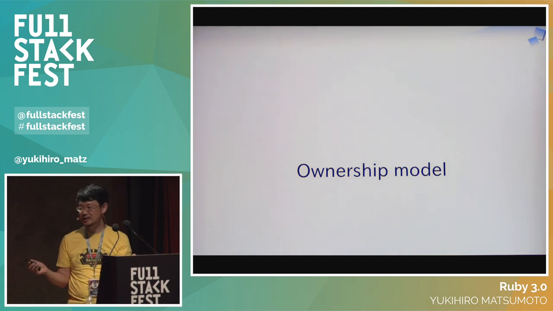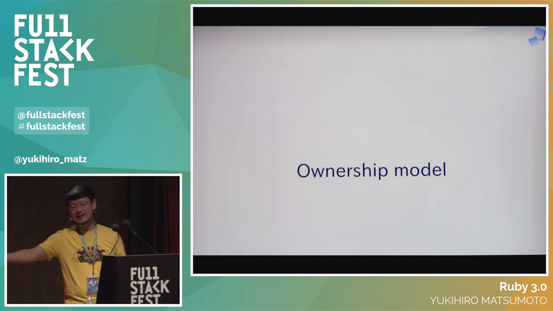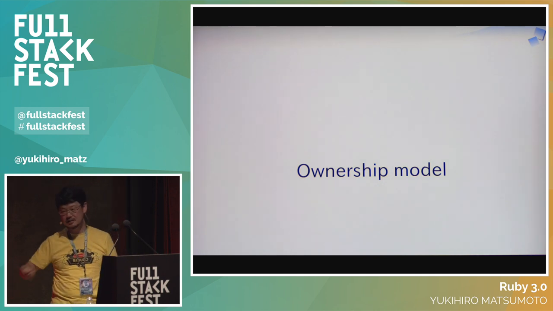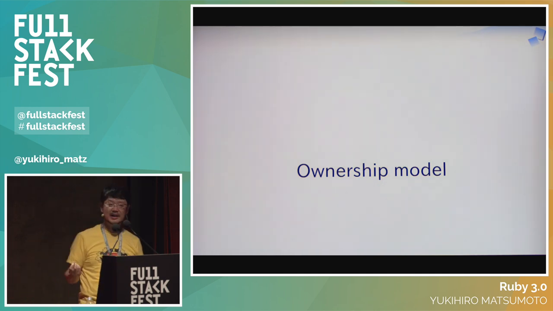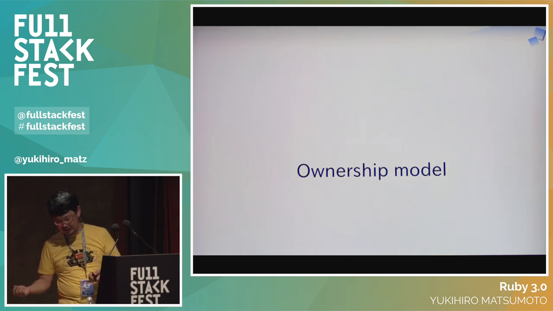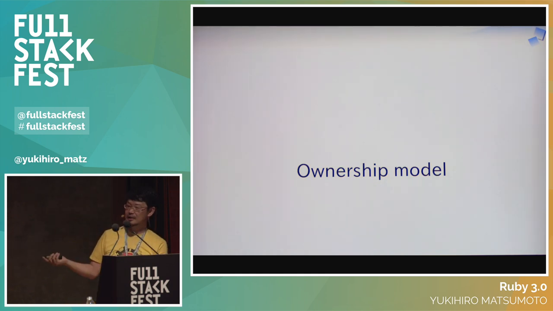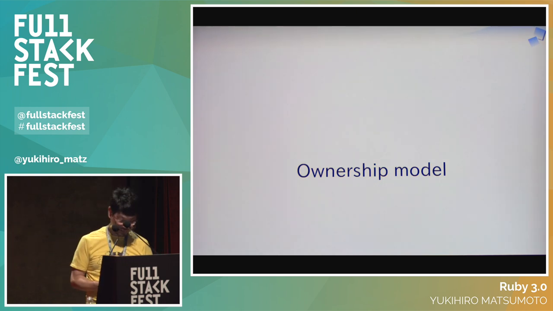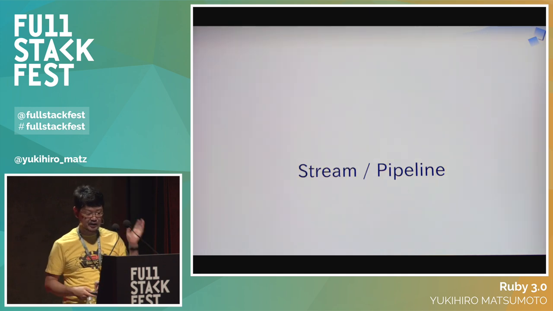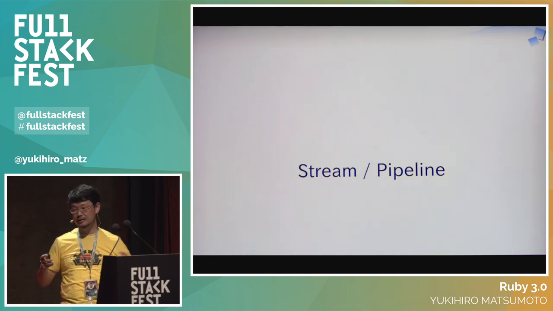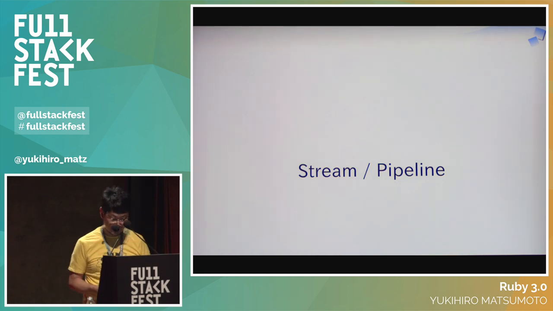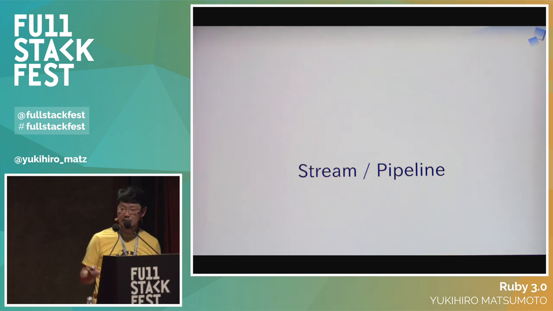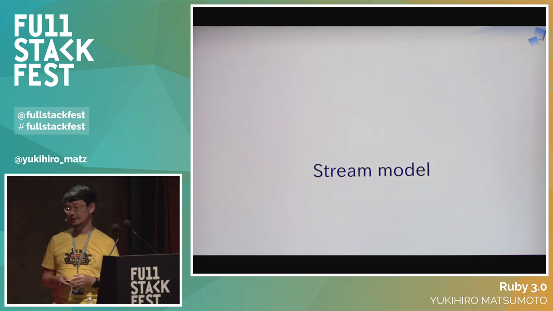The other threads can look at the object, but they cannot change the value. So you don't have to worry about the locking, modification, and the deadlock from those kinds of data sharing. And the other idea is a stream or pipeline model, like the plain old shell pipes. So today, I will introduce the last one, the stream model.